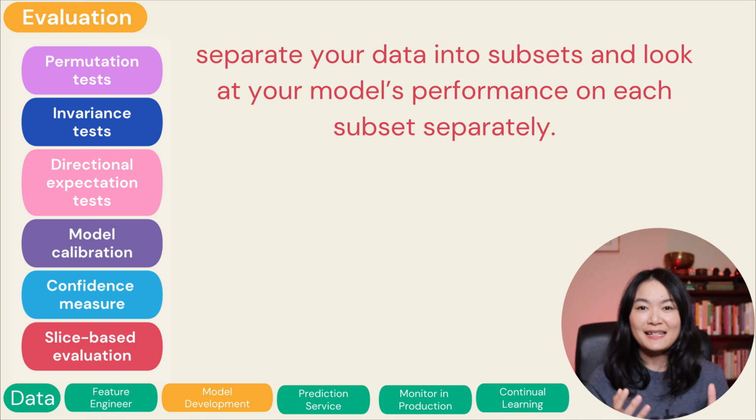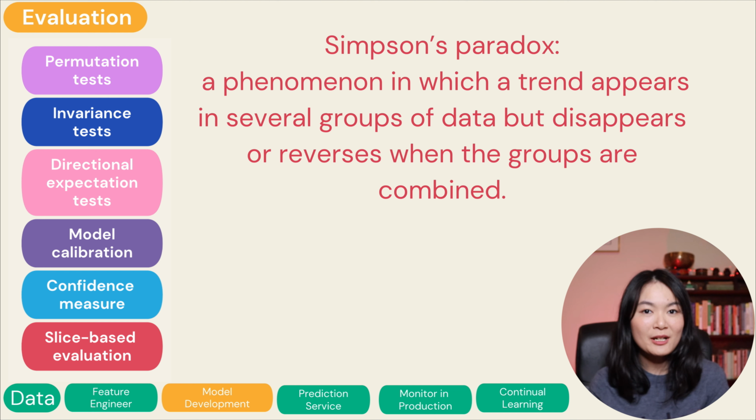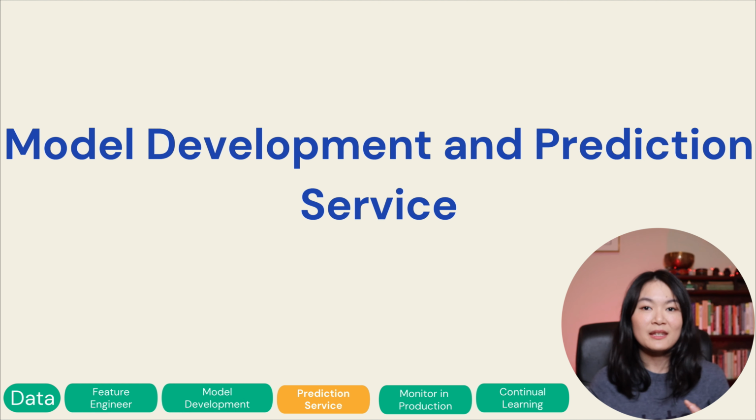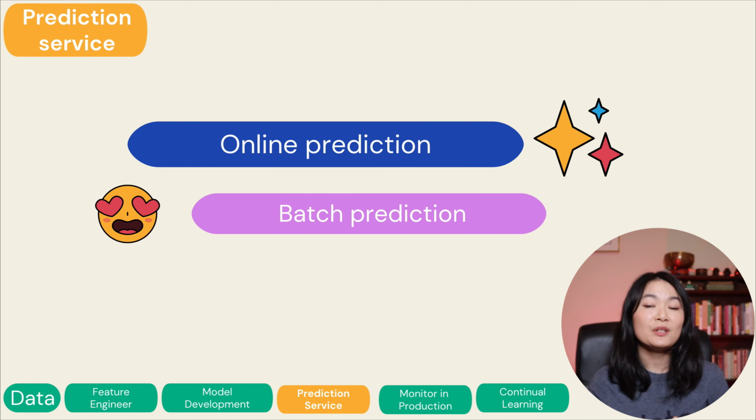One of the reasons slice-based evaluation is important is Simpson's paradox, which is a phenomenon in which a trend appears in several groups of the data but disappears or reverses when the groups are combined. Next section is model development and prediction services. One fundamental decision that you have to make is whether to use online prediction or batch prediction.